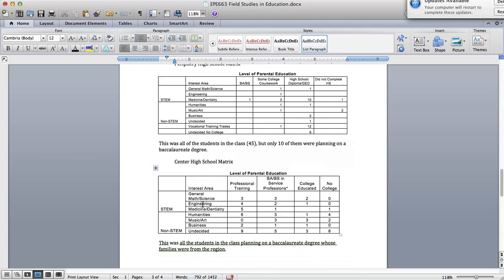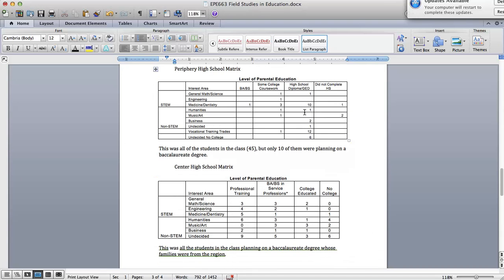So here's what it looks like. From the periphery high school, I plotted out everybody in the whole class. Only 10 of these ended up being planning on a baccalaureate degree, and I recruited all of them. But this gives you an idea of the parental education level. Most of their parents did finish high school. There were only a few who had dropped out. But most of their parents only had a high school degree or some college, mostly community college, and only one of the seniors had a parent who had a bachelor's degree.